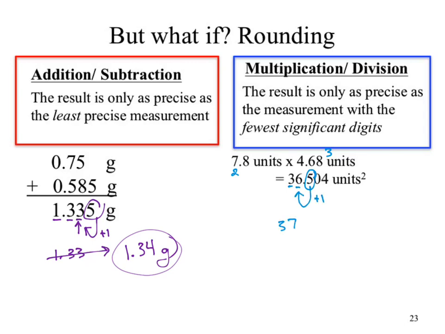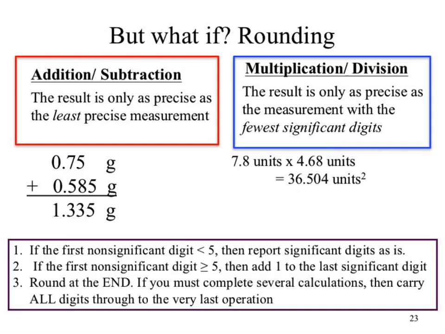My answer becomes 37 units squared. Yeah? The rules, you just got to follow them. These are the rules that I follow with the rounding. That's why they're up there. They are not the same rules that the textbook followed because I didn't read the textbook carefully enough.